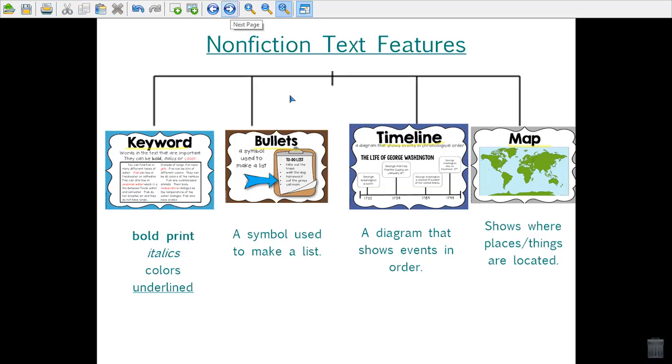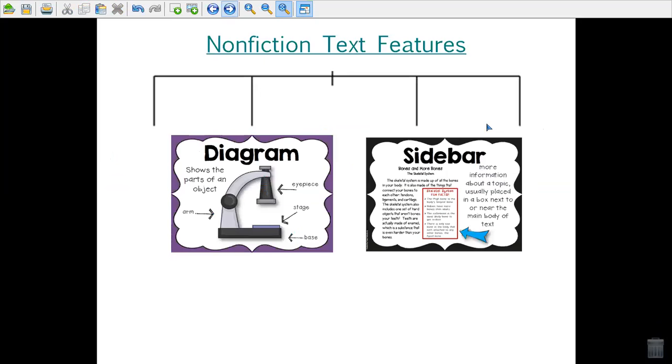And then we have our last words. I'm kind of sad because text features are my favorites, but it's okay because we have some really fun things we're about to do this week with it, okay? Our last 2 words. Go ahead and write your last 2 words. Diagram is our first one, and sidebar is our last one. Diagram and sidebar. Say it with me. Diagram, sidebar. Good job.